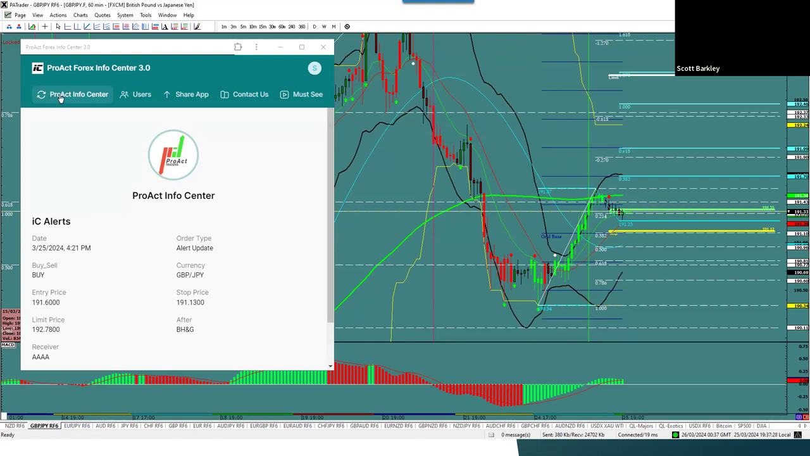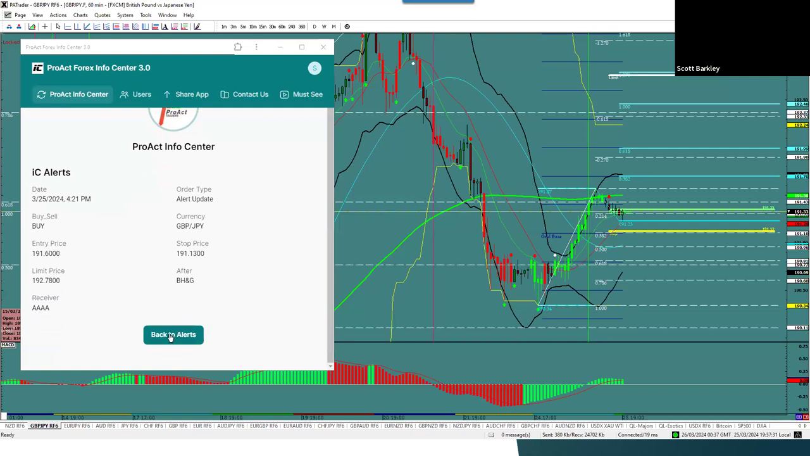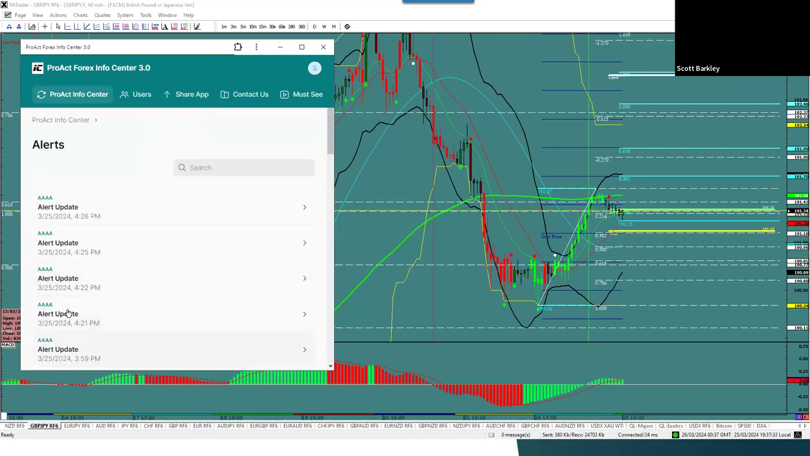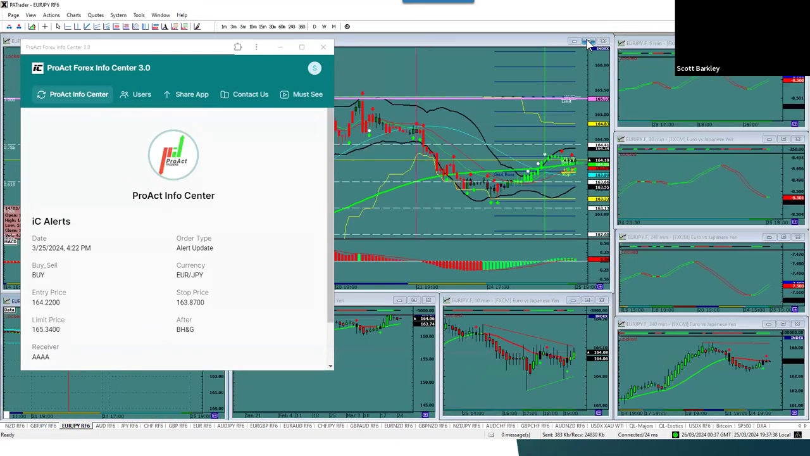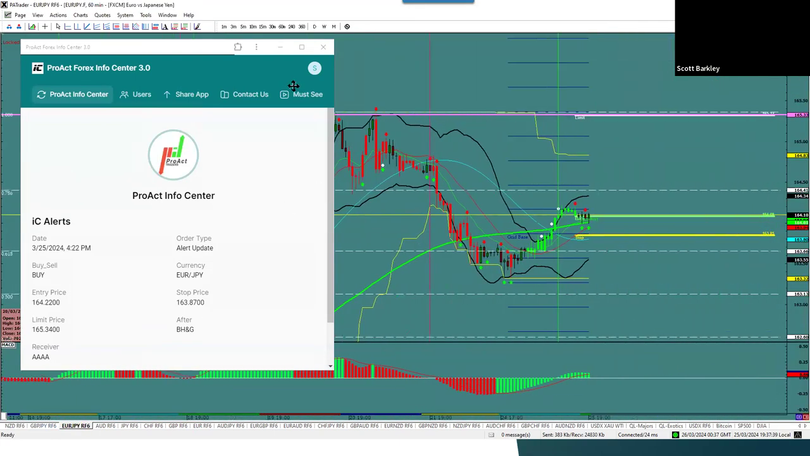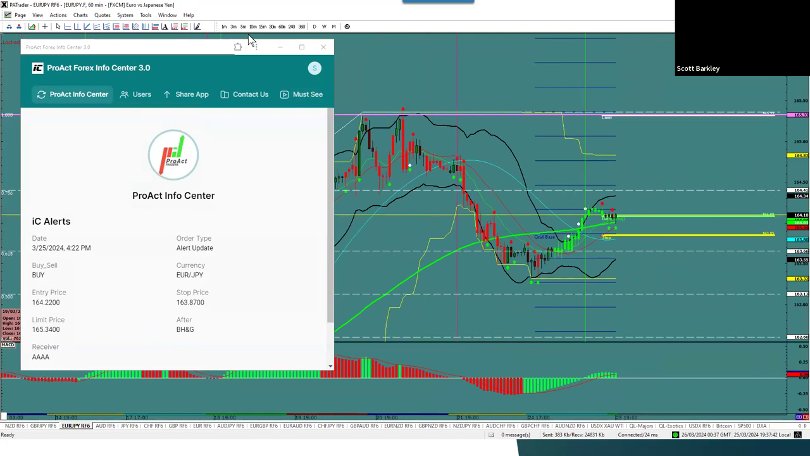Let's go to the next one, and back to the alerts, which is the EJ right here. EJ looks very similar, as you can see. Now, this one is close. I'll give Larry credit, it is a close cup and handle. There's the handle, we're looking for that. There is the limit up there. The trade entry price is 164.22, which is right about there.